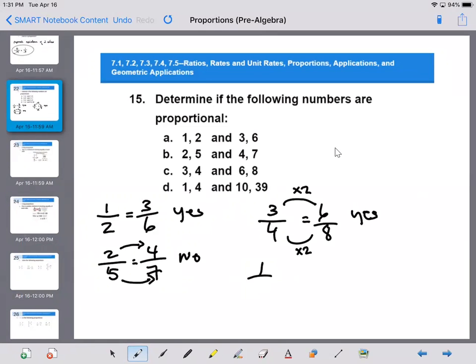And then 1/4 is equivalent to 10/39? Well, 1 times 10 is 10. 4 times 10 would be 40. This gives me 39. So this is a no. It's not equivalent.